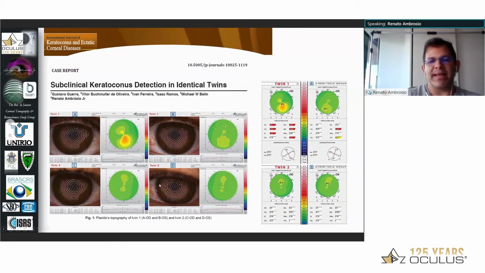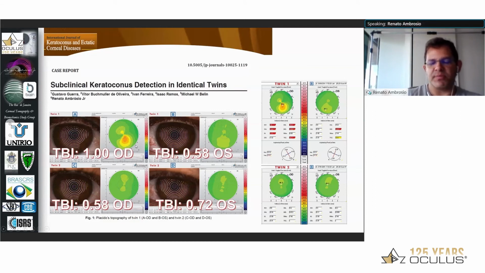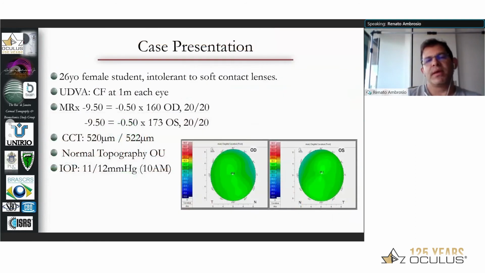This is an identical twin sister, and all the measurements in one of the sisters were normal in the front surface. Here is the Placido disc and the Scheimpflug topometric display, but the TBI is abnormal. And this is a very asymmetric ectasia, which is, by the way, a very interesting point. This is one of the patients from whom I have learned more in my career.